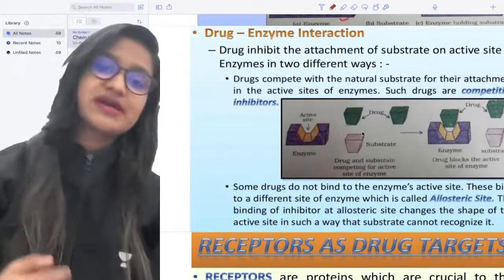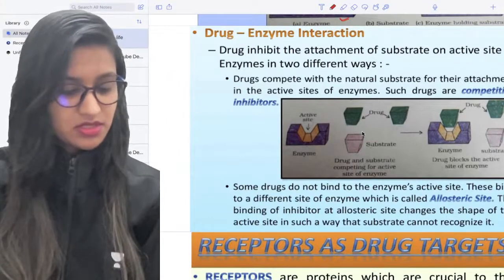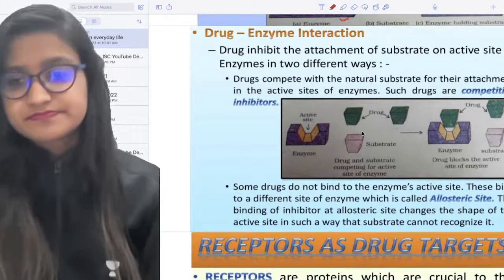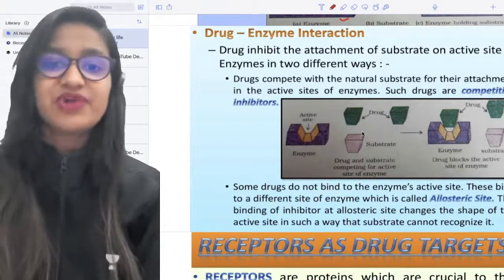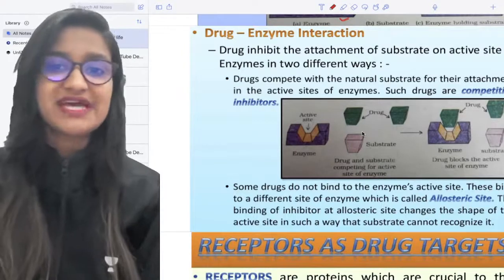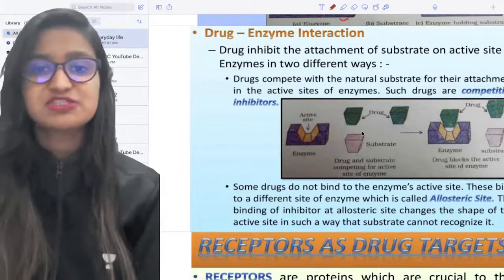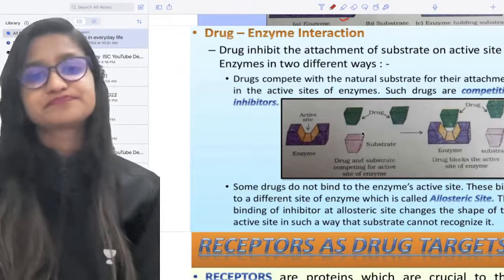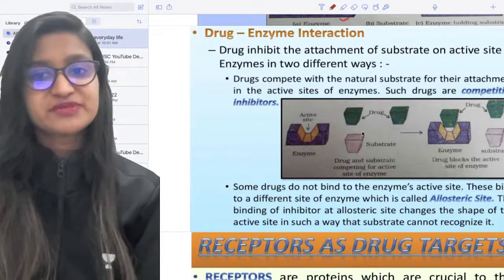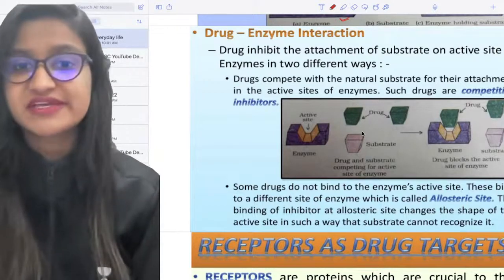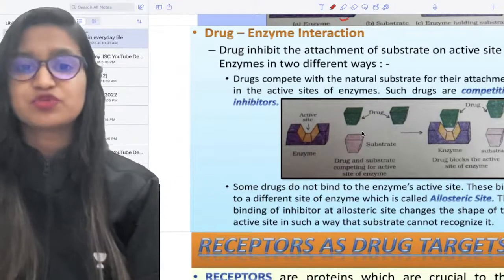Next is drug enzyme interaction, the next thing. So you can see here that drug inhibits the attachment of substrate on active site of enzymes in two different ways. ठीक है, drugs जो हैं इस attachment of substrate on active site को दो तरीक़ों से इनहिबिट करता है, दो वेज में रोकता है.